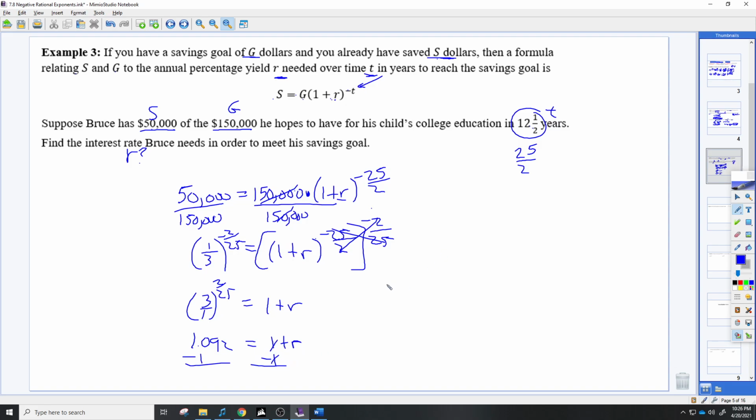So that goes away over here. We're going to get r equals, what's 1.092 minus 1? That gives you 0.092. And lastly, this would be our rate, but it's as a decimal. So if I ask, what would it be as a percentage, you should be able to figure that out. You just multiply this by 100, or you can use a trick of moving that over twice. So that's your rate, but as a percent, we would say r is about 9.2%. So that's what Bruce would be looking for, to at least have the 9.2% to triple his money in 12 and a half years.